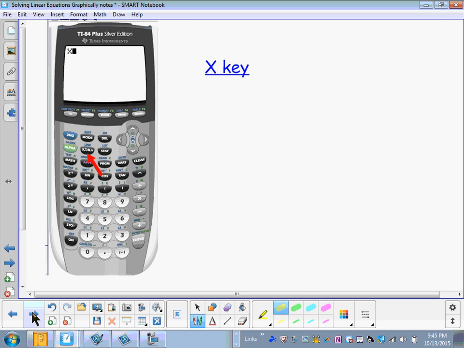We'll be using the variable x often, and anytime you have even another variable, you'll input it in the calculator as an x, and therefore it has its own key. Located right here next to the alpha key is our x key.